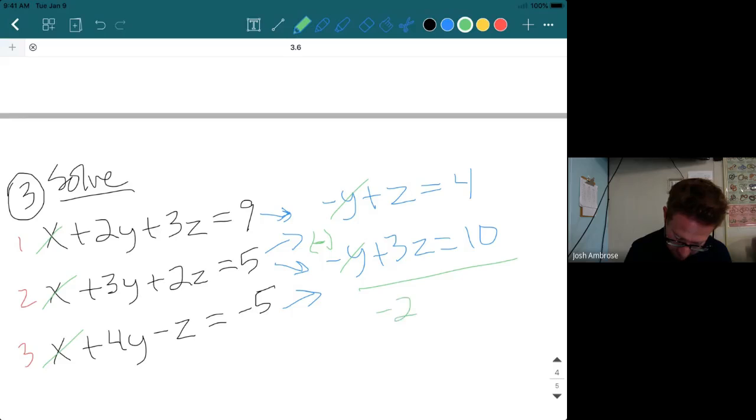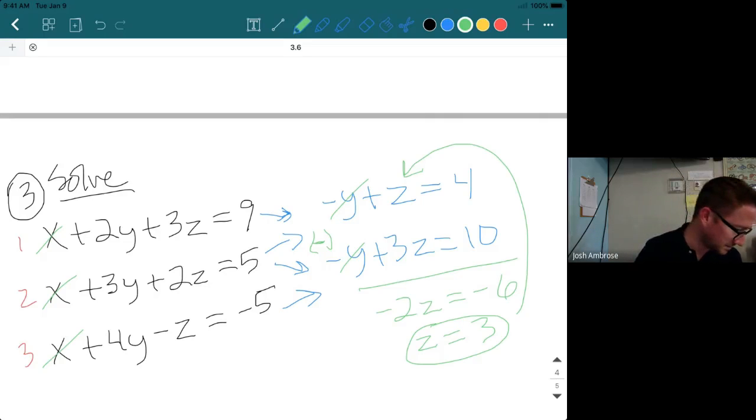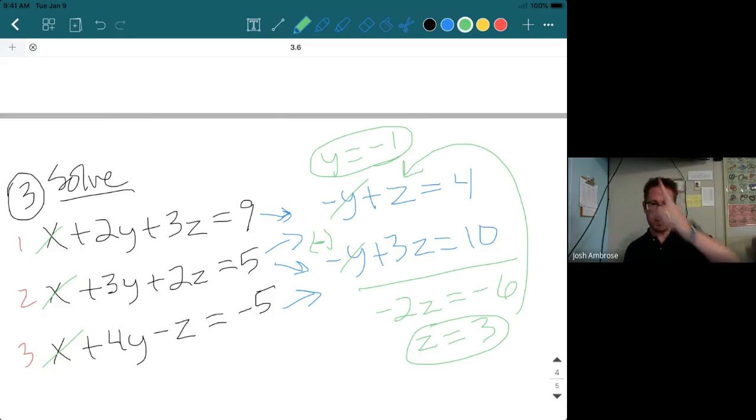Now I have a negative 2z equals negative 6z equals 3. Bingo. I officially have one of my variables solved for. Let's take this guy, plug him in right there. That's an easy z by itself. And you get negative y plus 3. Negative y plus 3, we plug that in, equals 4. Now what is y? Y equals negative 1. All right, remember I plugged in that 3 to the z, so I got negative y plus 3 equals 4. Y is negative 1.